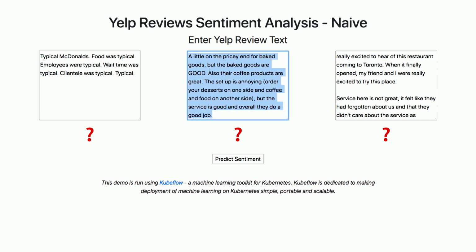And the second one here says it's good. The service is good. Overall, they do a good job. So this seems to be a pretty positive review, so we should probably be highlighting that. Whereas on the right side here, it says really excited to hear of this restaurant coming to Toronto and so on, so on. Service here is not great. So it's not a review that you want to highlight, so it's probably a negative review.